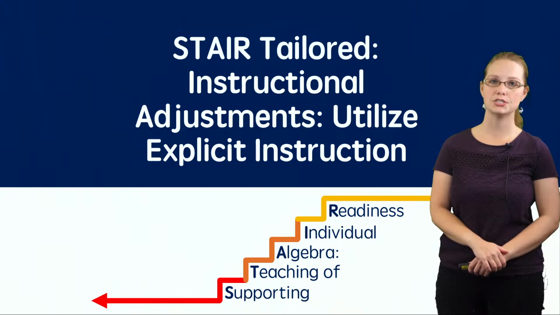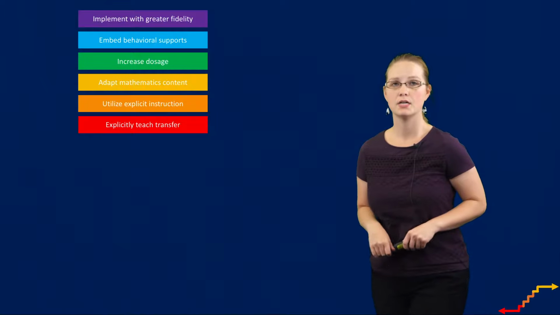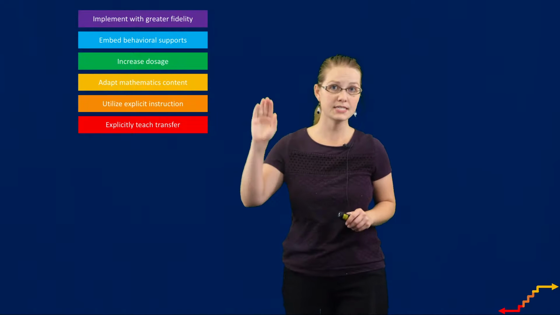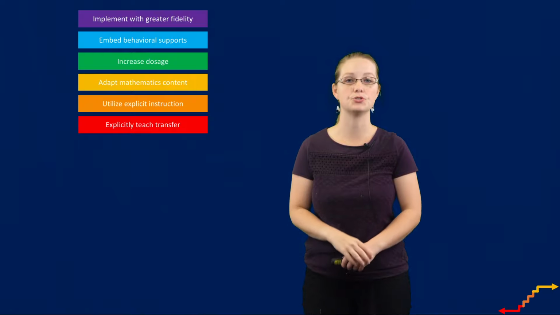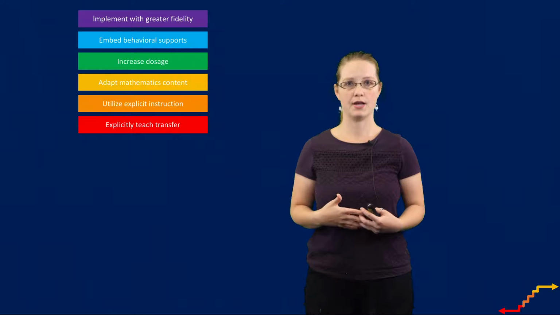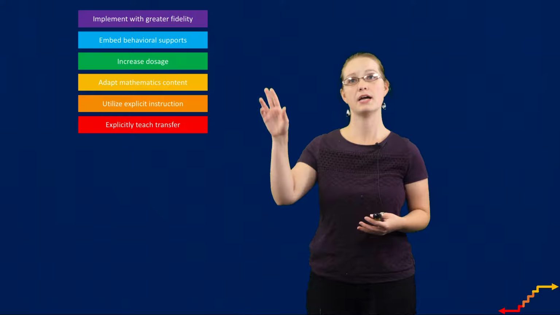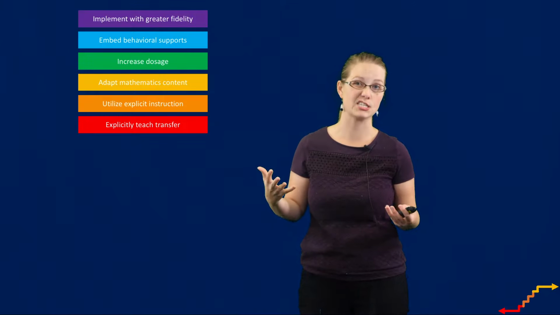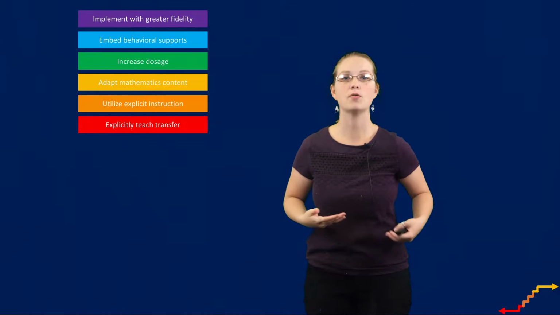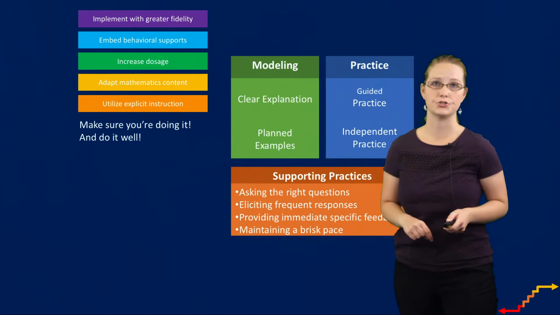For today's STAIR Tailored, we're looking at instructional adjustments, specifically looking at how we can utilize explicit instruction. So just to ground us, this 6-part series is directed at teachers who have a robust intervention that they are implementing, but it's not providing the results that they would like to see. So we have six adjustments that you can make to your teaching that hopefully will beef up that intervention and will help kids learn. And today's video is specifically looking at utilizing explicit instruction.